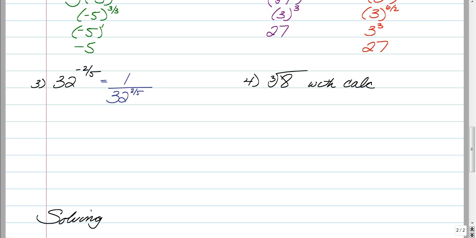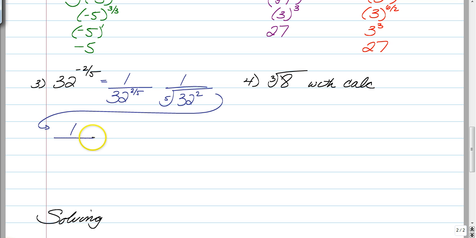So first thing I'm going to do is rewrite this 32 as 1 over the 5th root of 32 squared. And let's move back over here. We know 32 can be written as 2 to the 5th power. So this is going to be 1 over the 5th root of 2 to the 5th power, which we know is squared. So 1 over the 5th root of 2 to the 10th.